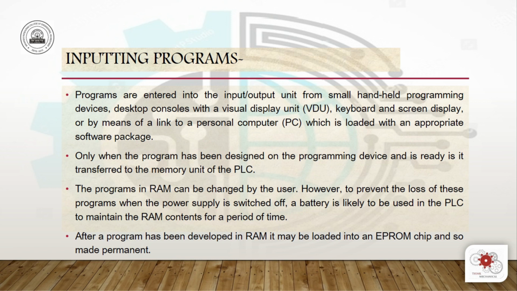Now why is this required? Because whenever the supply breaks, it will erase the temporary data in the RAM, because RAM has a tendency to wipe off the data stored in the temporary memory within fractions of seconds. So 5 to 10 seconds are even enough to erase or clear the data in the random access memory. After a program has been developed in RAM, it may be loaded into ROM, and once it is stored in the ROM, it becomes permanent.